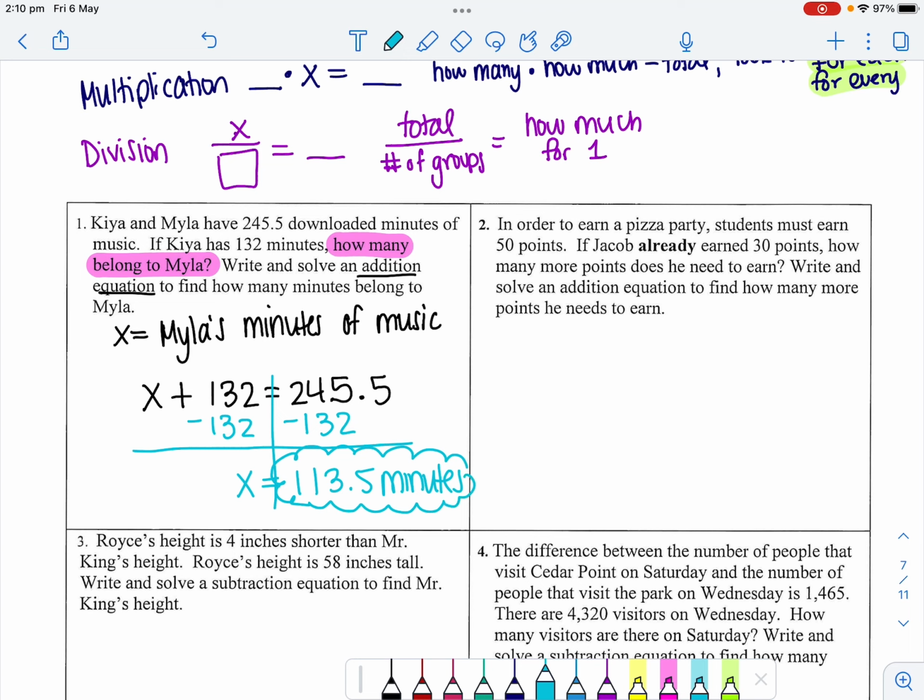Number 2 says, in order to earn a pizza party, students must earn 50 points. So again, that's our total. They're telling us what we need to get to at the end. If Jacob already earned 30 points, how many more points does he need to earn? Again, that question tells us what our variable is. So I'm going to say that x equals points needed.